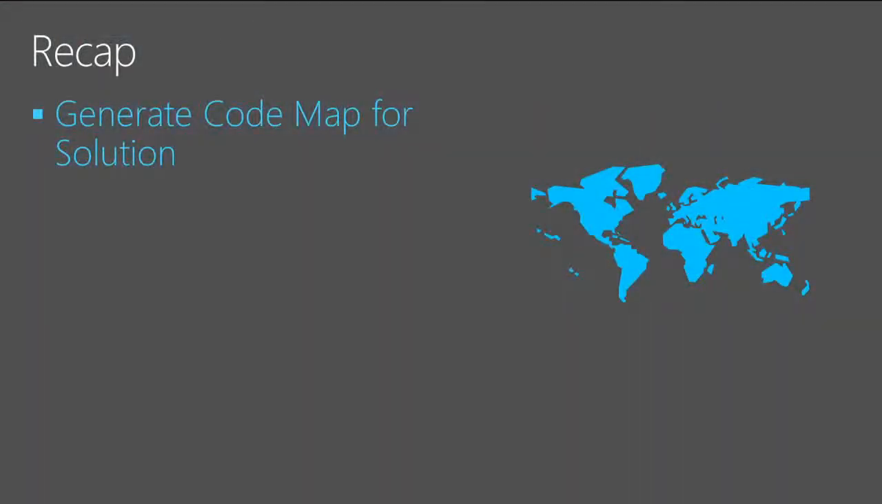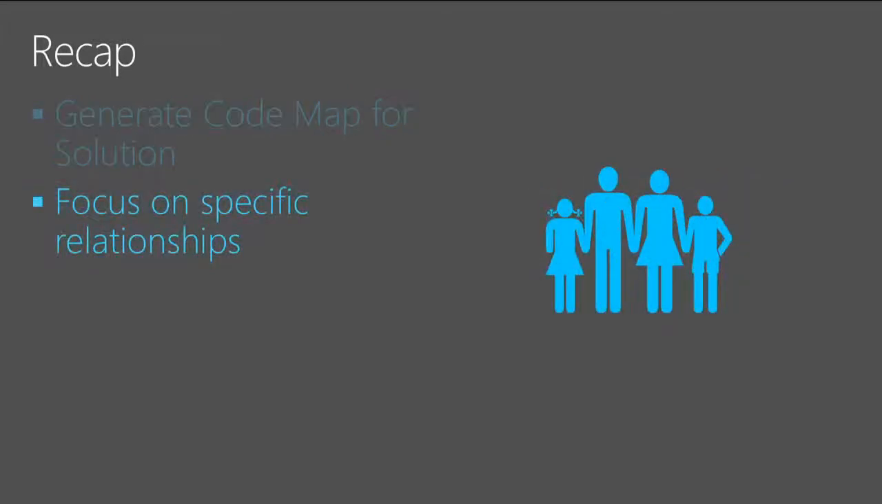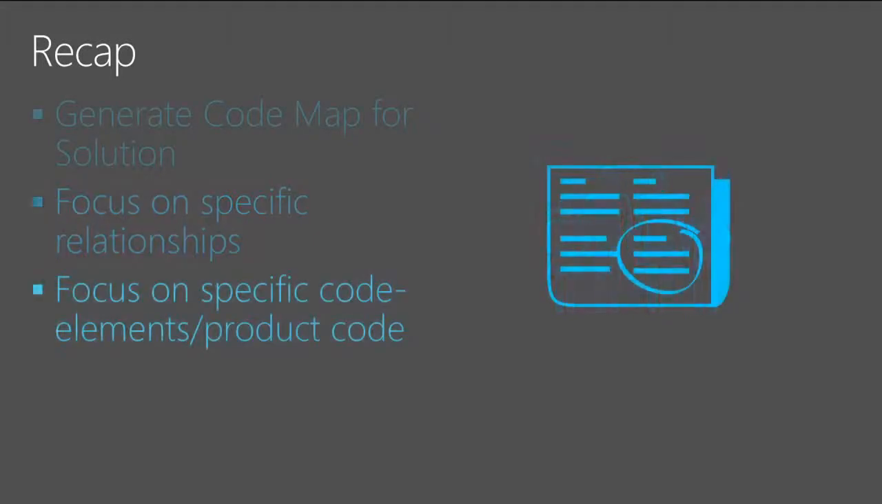All right, let me quickly recap what we showed you in this section of the demo. We were able to build a code map for the entire solution, multiple projects all together, and get a big picture of what is happening in your application. We could then drill down into specific relationships. I showed you a code map which had only the inheritance hierarchy within it. We could also focus on specific code elements. We took out test because we didn't want to focus on it, and we narrowed it down to just the product code that we were interested in within MS Build.